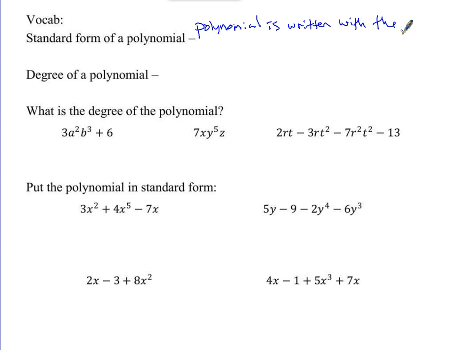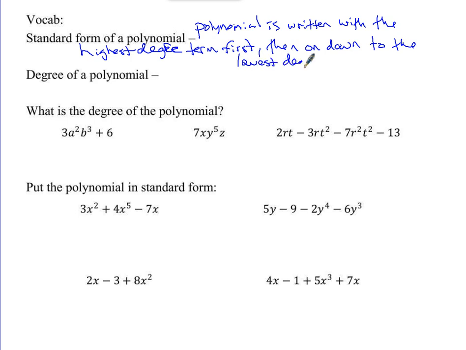So I'm writing the polynomial is written with the highest degree term first, then on down to the lowest degree term. So the polynomial is written with the highest degree term first, then on down to the lowest degree term. So you got to figure out what the degree of each term is and then put them in order from highest degree to lowest degree.